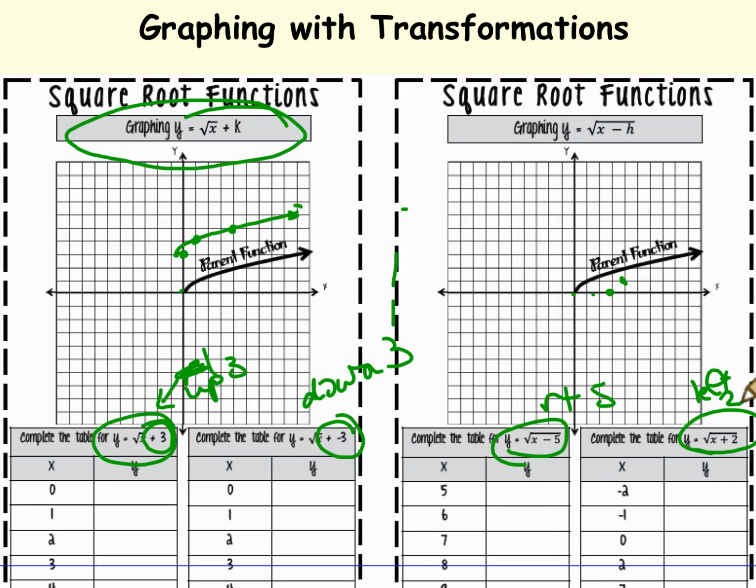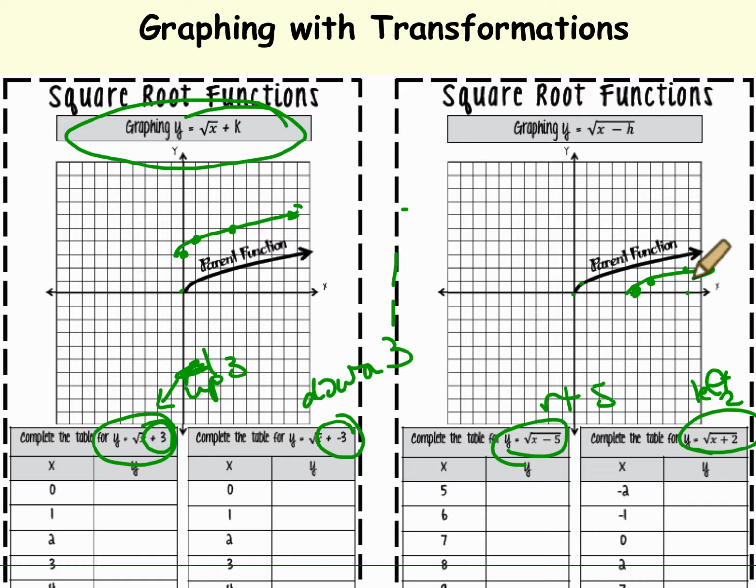So what we can actually do is just go back to our function and move all the points to the right 5. 1, 2, 3, 4, 5. And then this one, which was at 1, 1, we would move it to the right 5. And the one that was at 4, 2, we would move it right 5. So now it's at 9, 2. The reason we had to do that is because if I pick any number below 5, I get an imaginary number. So that's why it's over there.